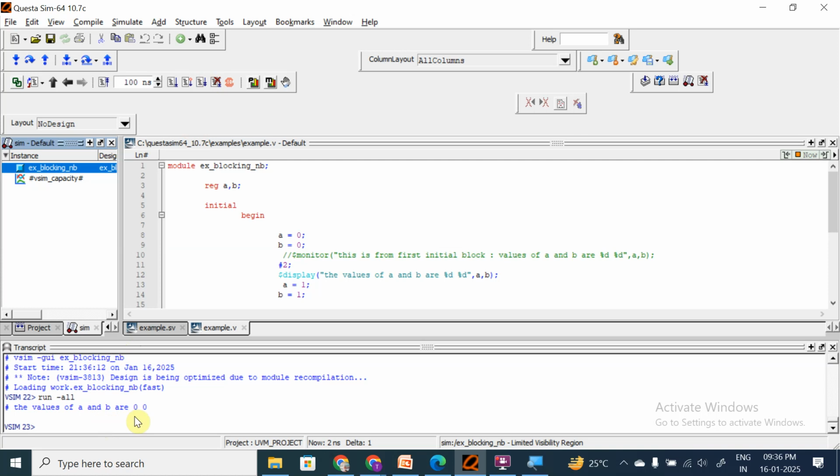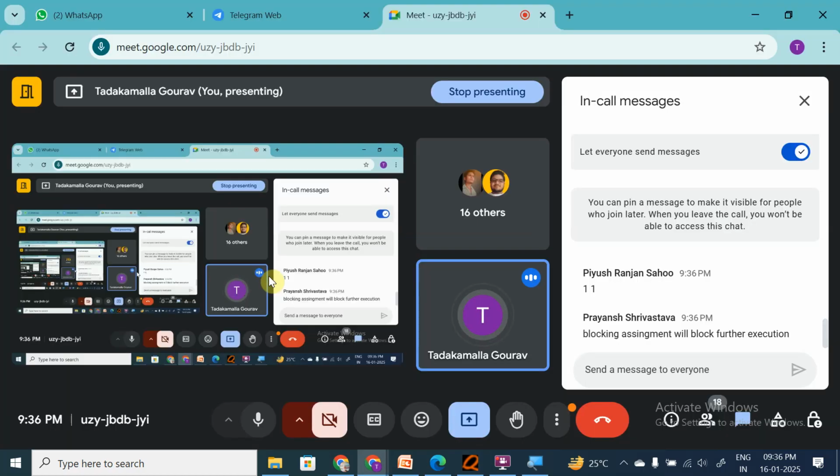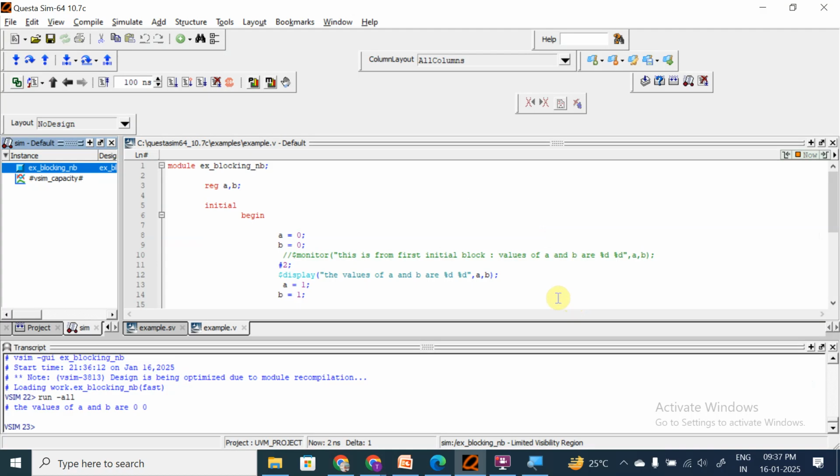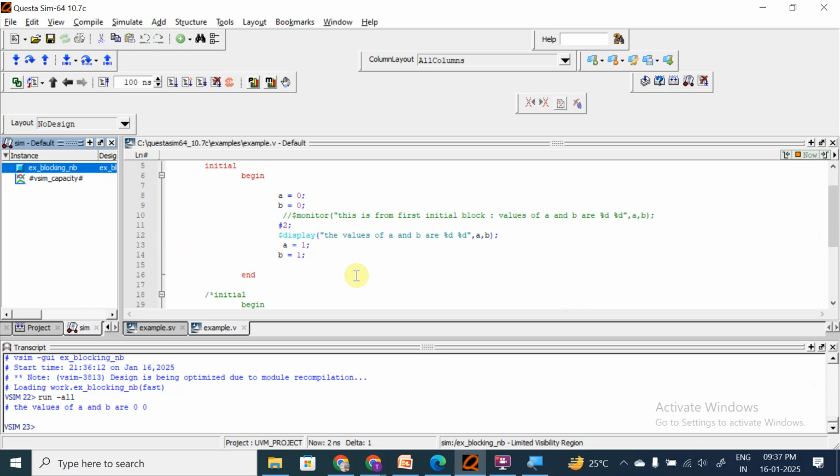My values of A and B are 0, 0. Why? Because before the assignment we are using this $display. Okay, so that's why I'm getting this. Blocking assignment will block further execution. Where, which, what is blocking here? Nothing is going to block anything, right?